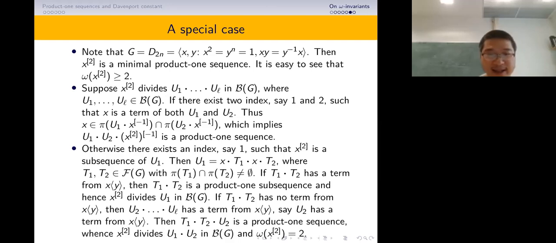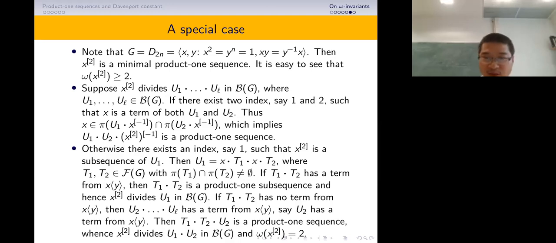And for the other case, the 2 terms x appear in just one product-1 sequence u_i. We assume that x to the power 2 is a subsequence of u1. Then u1 can be written in such a form: x times t1 times x times t2. Since u1 is a product-1 sequence, the intersection of the set of products of t1 and t2 with the relevant set is non-empty.